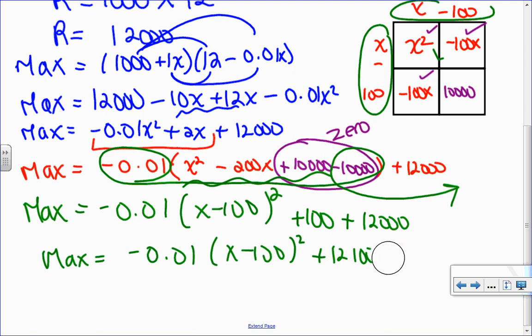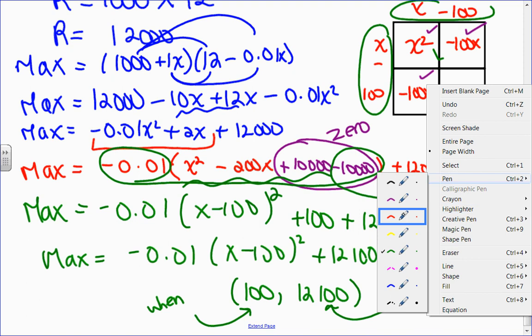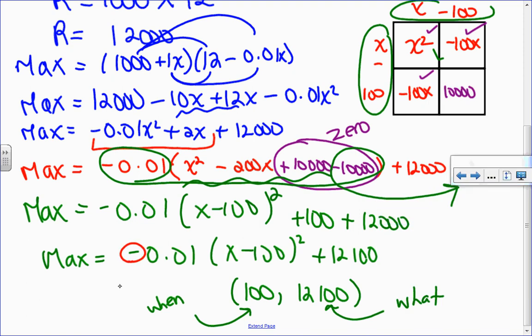Okay, so let's interpret our vertex. Our vertex is opposite on the inside, 100, and straight up on the outside, 12,100. So this is what my max or min is, and this is when my max or min occurs. In the context of the question here, the leading coefficient is negative, so I have a parabola that opens down, so it is a maximum, and that is the maximum profit or revenue. So maximum profit is 12,100. Now when does it occur?